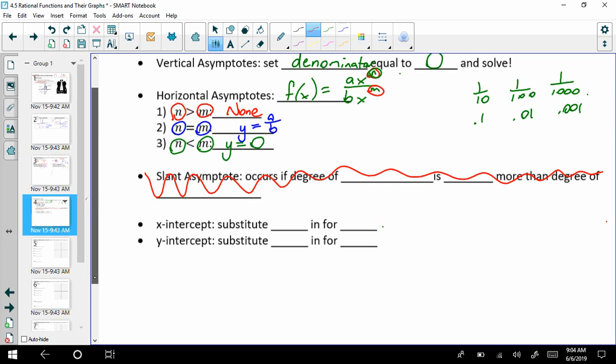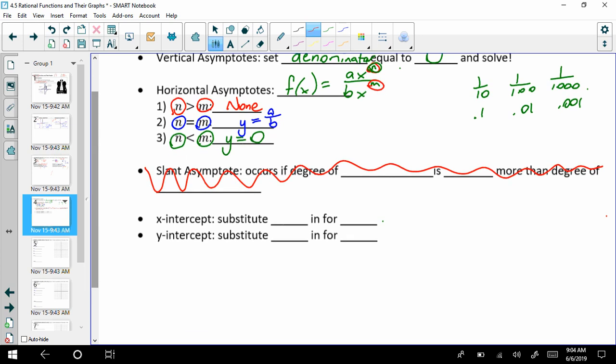Finally, intercepts. We've done intercepts before, and they're going to work the same way as they have with other functions. To get the x-intercept, we want to put 0 in for y so that we can find the x's. To get the y-intercept, we want to put 0 in for x and then solve.